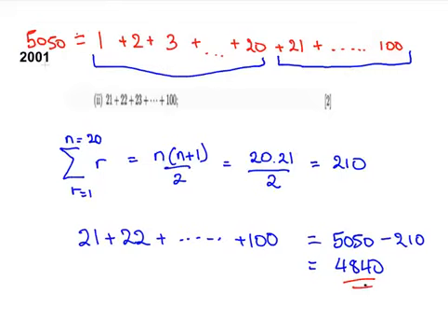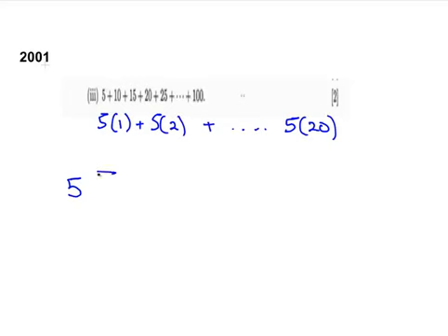Okay, so the third one is the next one. 5 plus 10 plus 15 and so on. So what we could do is actually consider this as 5 times 1 plus 5 times 2 and so on, all the way up to 5 times 20. And that means we can use our result from the last case. So we can say this is 5 times 1 plus 2 plus 3 plus 4 and so on plus 20.